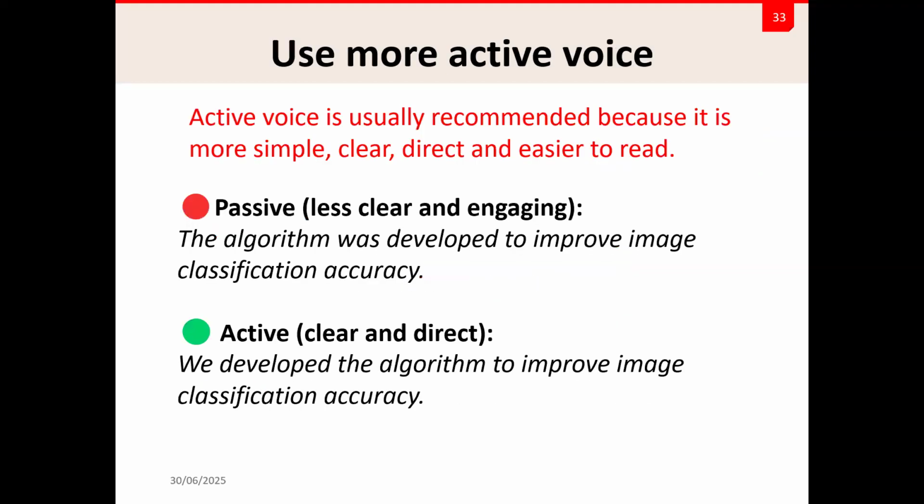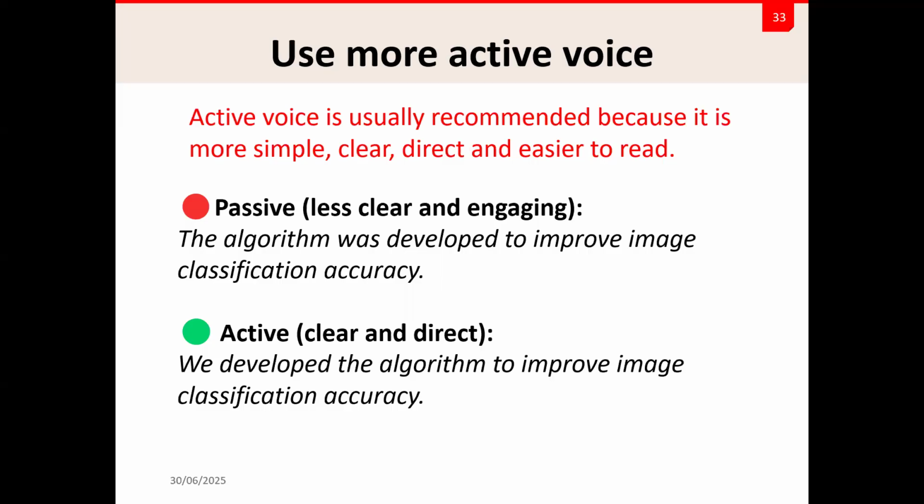The next thing is when you consider writing an abstract, you need to use more active voice. Active voice is usually recommended because it is simple, very clear, direct, and easy to read. Passive voice is still acceptable, but it's less clear and engaging. For example, in computer science, you could put "the algorithm was developed to improve image classification accuracy." The idea is there, and it's grammatically correct. I don't say it's incorrect, it is correct.